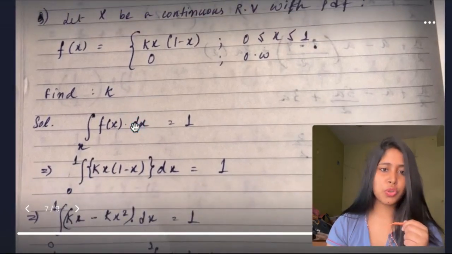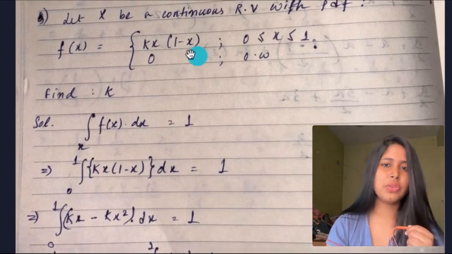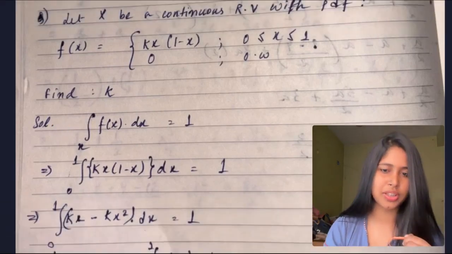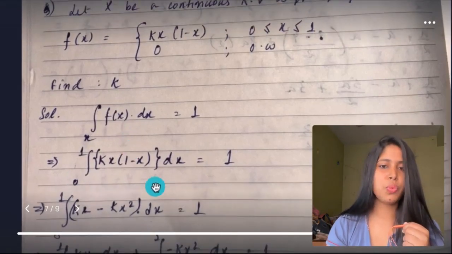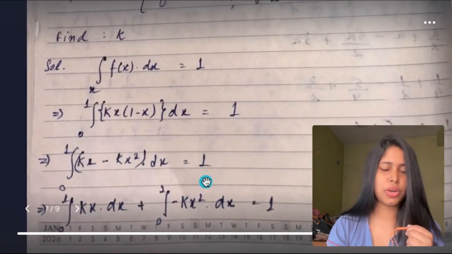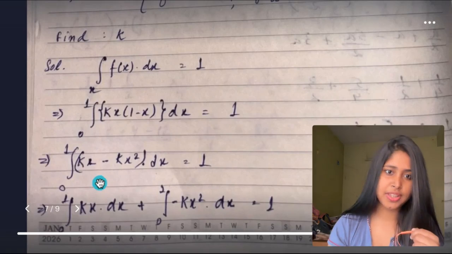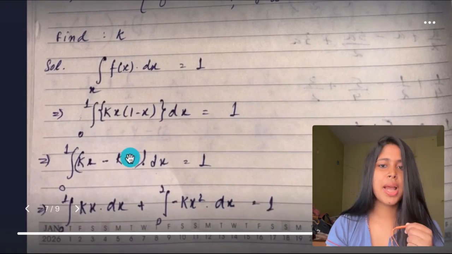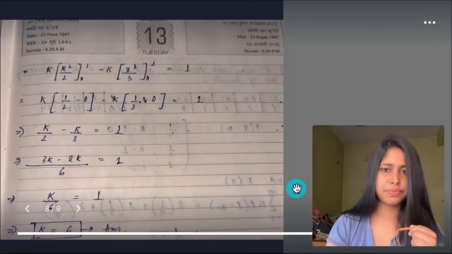For this, what do you need to do? What was the key takeaway? The key takeaway was to do the integration of the whole function, which means the area under this curve will be 1. Then integrating this part, the integral from 0 to 1 of kx(1 minus x) dx equals 1, then the integral of (kx minus kx squared) dx equals 1. Then we can break this integration into the integral of kx dx from 0 to 1 plus the integral of minus kx squared dx, again from 0 to 1, equals 1.